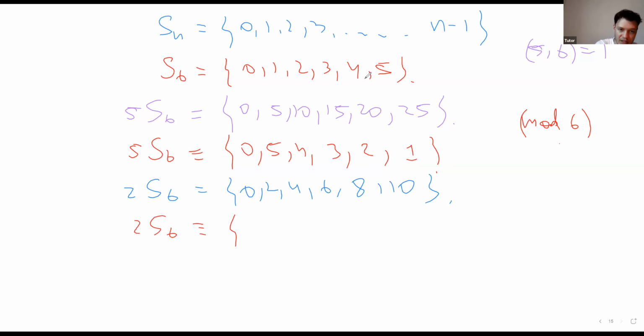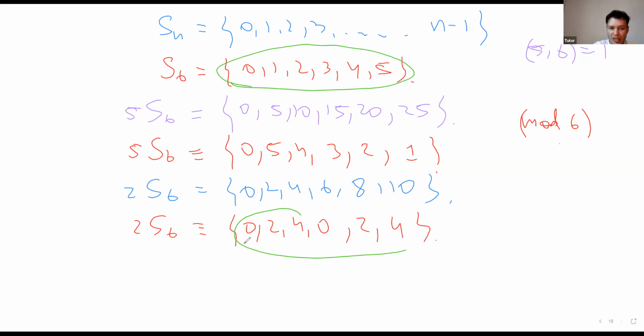So 2 times Z6, and I will write them mod 6, right? Well, 0 is just going to be 0, then 2, 4. But what is 6 mod 6? Well, 6 mod 6 is 0. And what about 8? 8 is going to be 2. And what about 10? Well, 10 is going to be congruent with 4, right? Okay, so you guys see this is the problem. If you look at all these remainders here and all these remainders here, these two are not going to be the same, right? So this one and this one, they're not going to be the same.